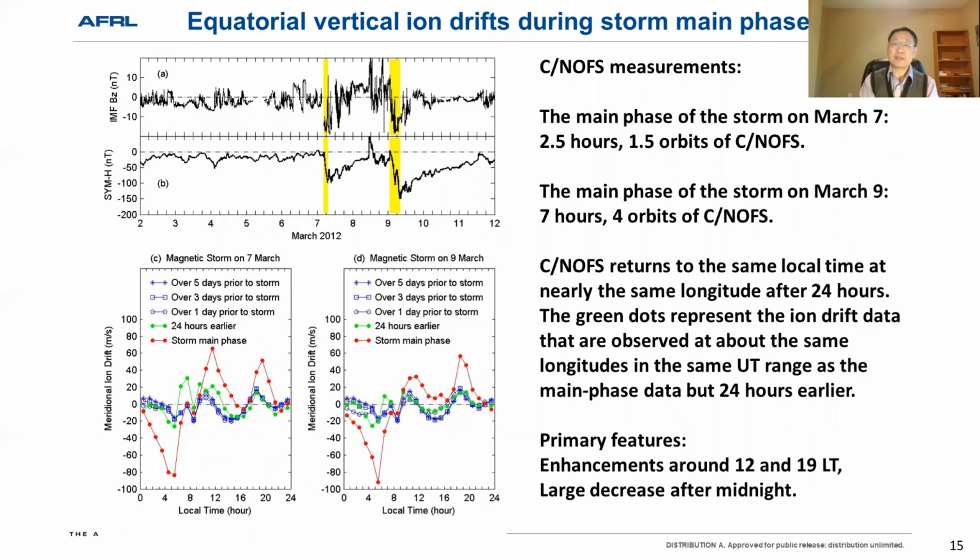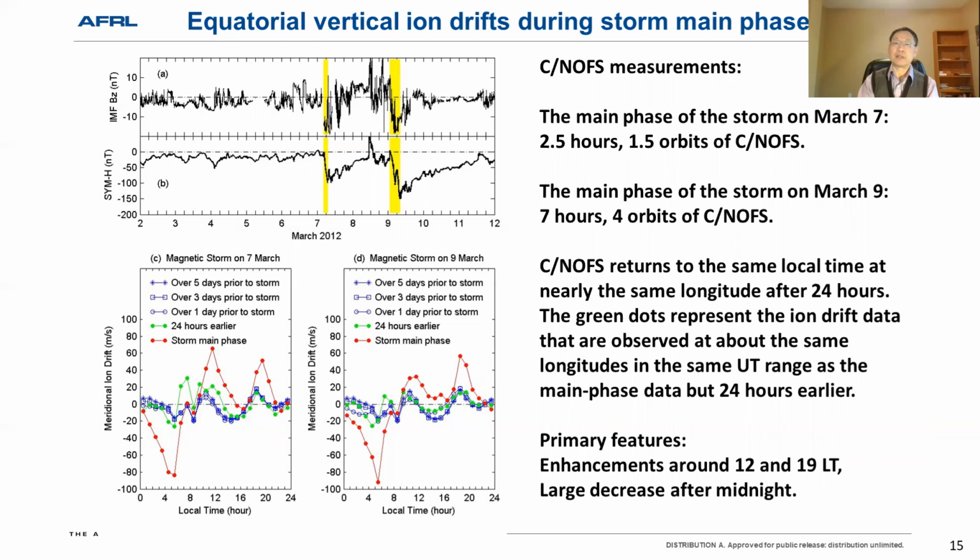The previous slides show the penetrating electric fields measured at a fixed location or a fixed local time. We now use the data measured by the COSMIC satellite to derive the local time distribution of penetrating electric fields. The satellite returned to the same local time at nearly the same longitude after 24 hours.